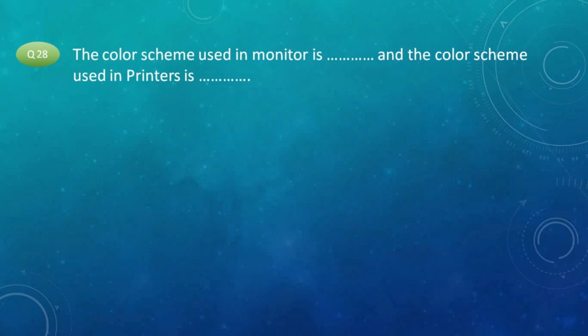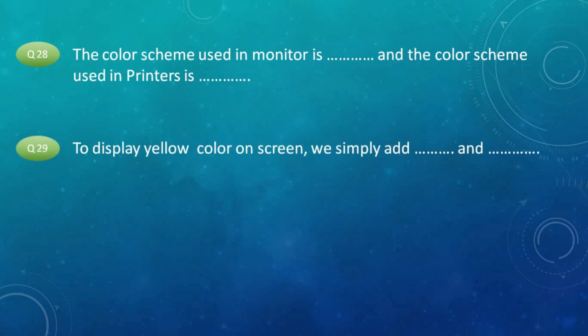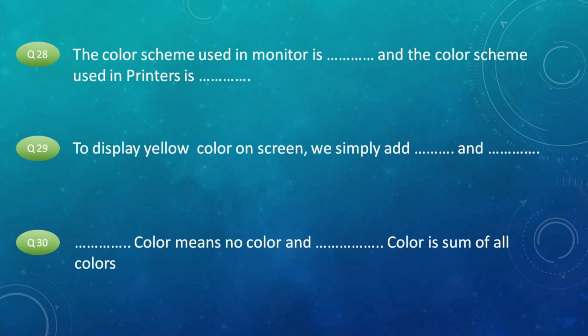The color scheme used in monitors is dash, and the color scheme used in printers is dash. To display yellow color on screen, we simply add dash and dash. Dash color means no color, and dash color is the sum of all colors.